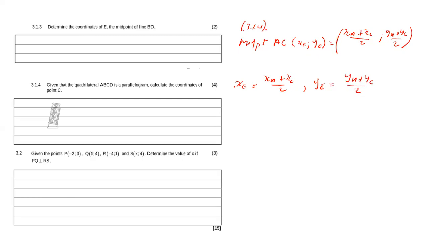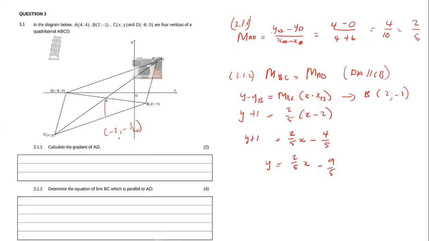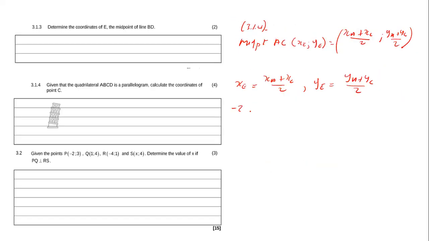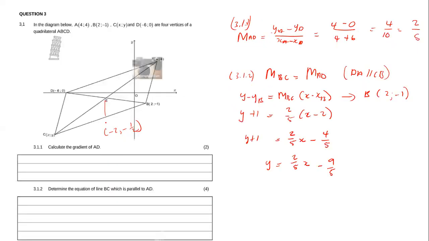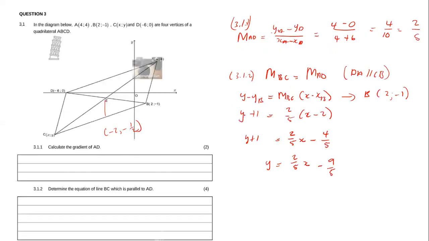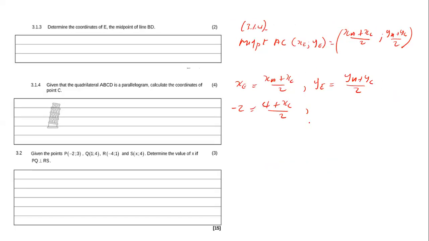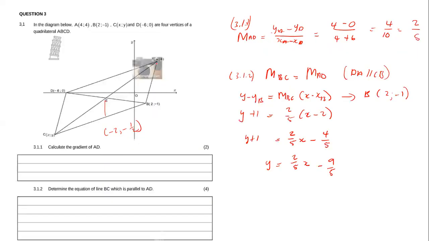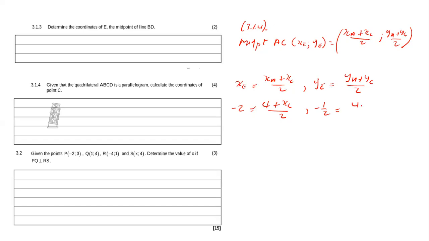Now let us substitute. X of E, we said, is negative 2. And then X of A is positive 4. X of C is what we are looking for, divided by 2. Y of E is negative 1 over 2. And then Y of A is positive 4. Y of C is what we are looking for, divided by 2.